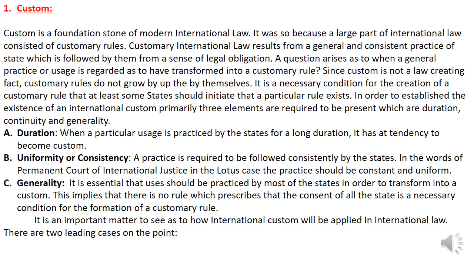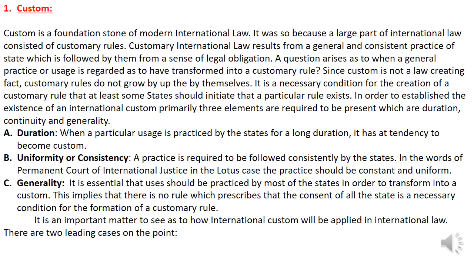So in order to make it established, we need three elements, that is duration, uniformity and generality. Duration is nothing but when the states practice it for a long duration, it has a tendency to become custom. Uniformity or consistency: if it is practiced or followed consistently by the states, and it is also given in the Permanent Court of Justice in the Lotus case that practice should be constant and uniform.